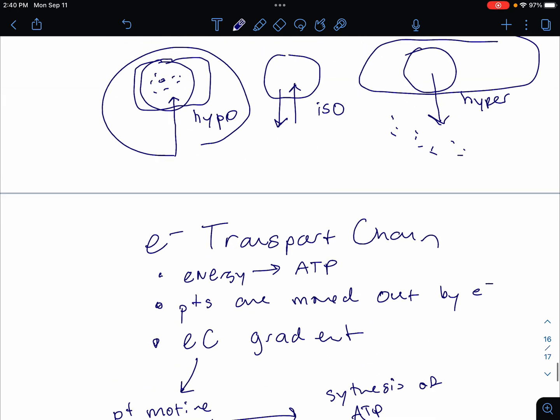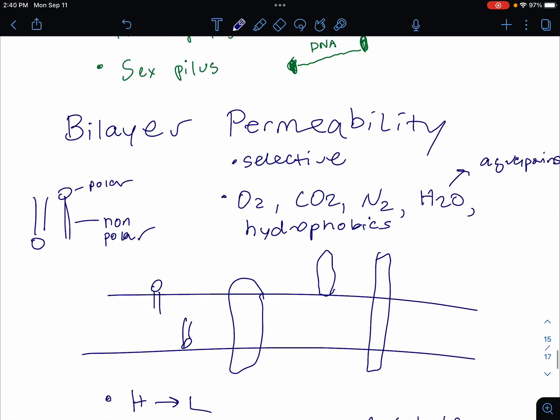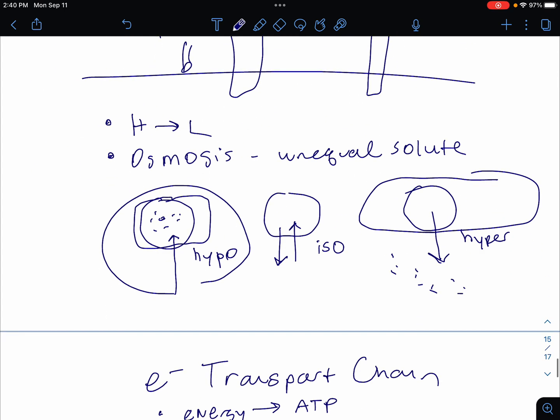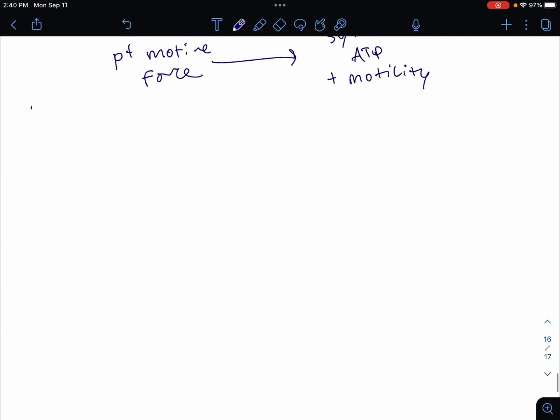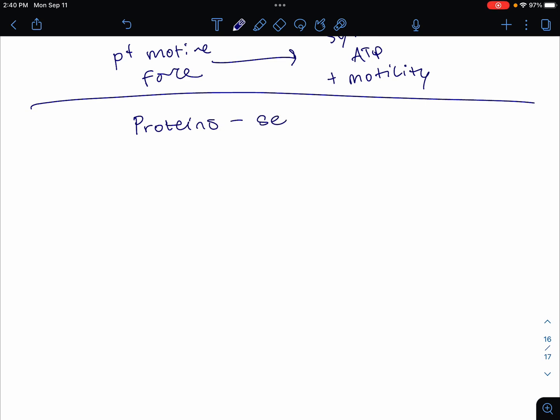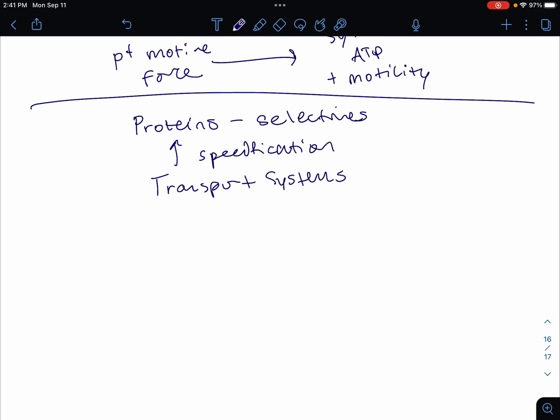So most of the molecules that we did not list up here, so ions, large hydrophilic molecules, just large molecules in general, need the help of proteins in order to enter. So the proteins themselves act as selective gates with a high quality of specification for a certain molecule or a product. So these transport systems are known as permeases or carriers.